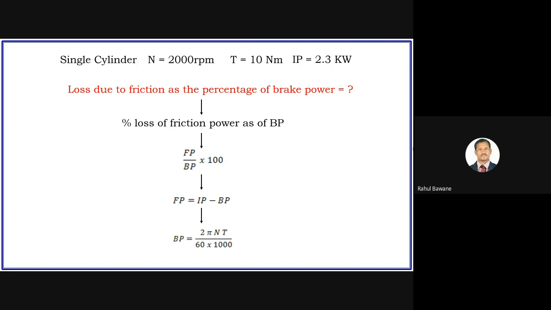So we get the percentage loss of friction power as of brake power. Brake power comes to 2.0944 kilowatt. So friction power will be 0.2056, and if I put both the values in the formula, the percentage loss will be 9.810. So in terms of brake power, the friction power loss is about 10%, that is 9.8%.